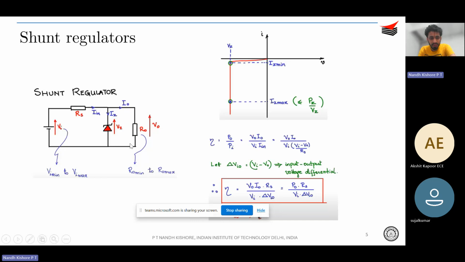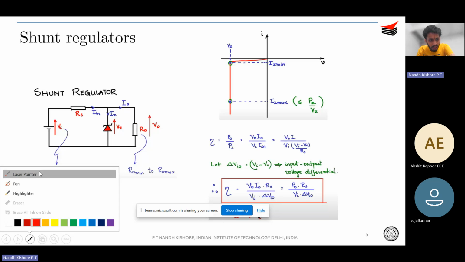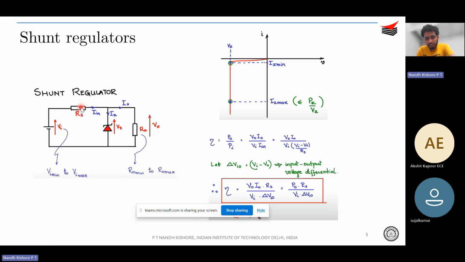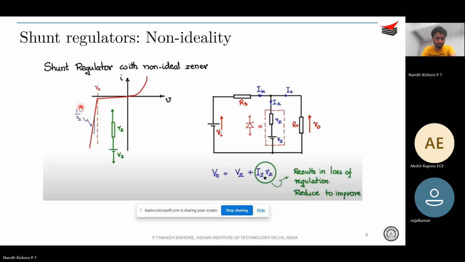Because if you have a very wide variation, it means that a large amount of drop is going to occur across this resistor RS. So that would result in I square R loss across this resistor. Therefore, if you have a wider variation between Vi and V naught, that is going to be a larger drop across this RS, and that will be the cause of the fall in efficiency. Okay, so this is about your shunt regulator.